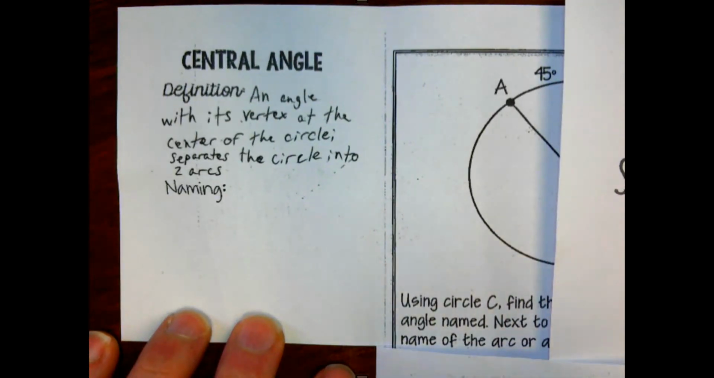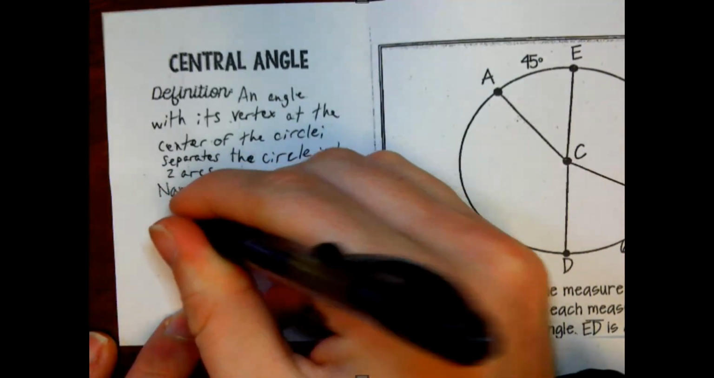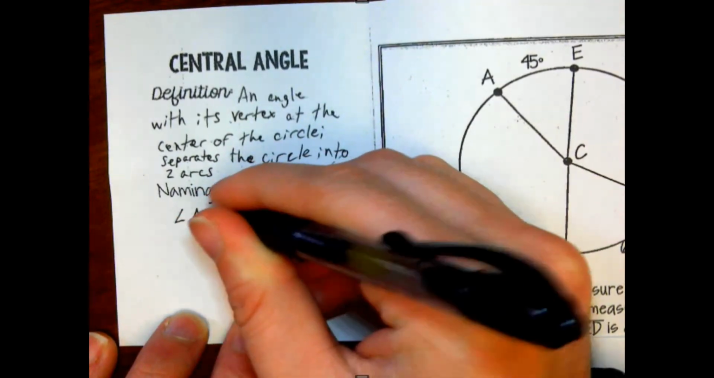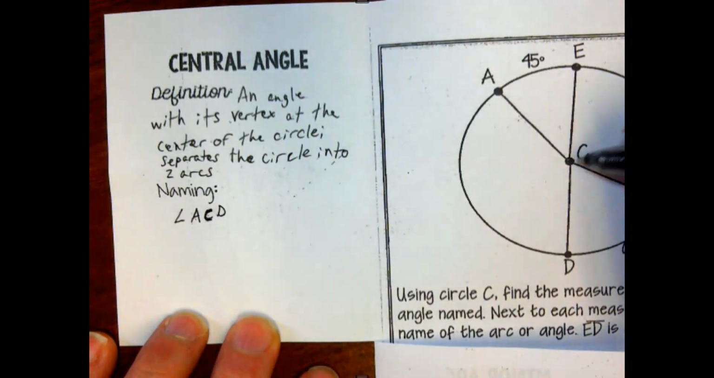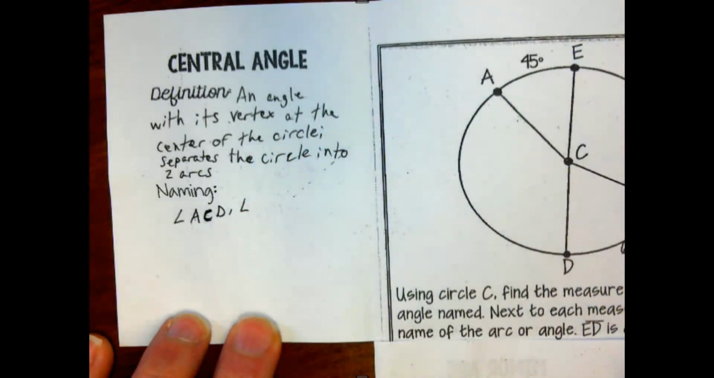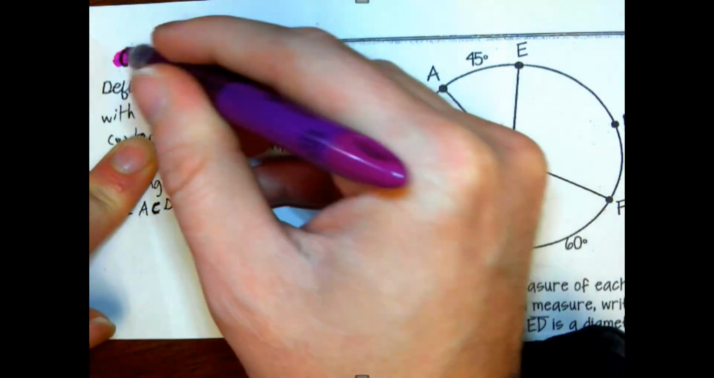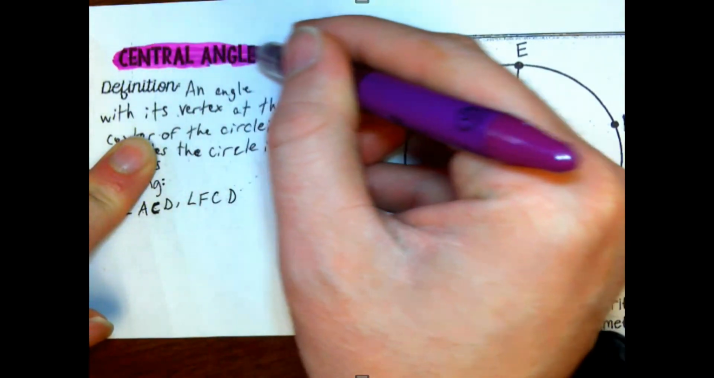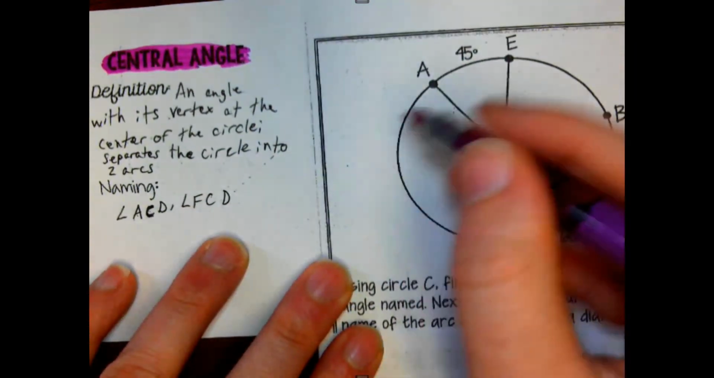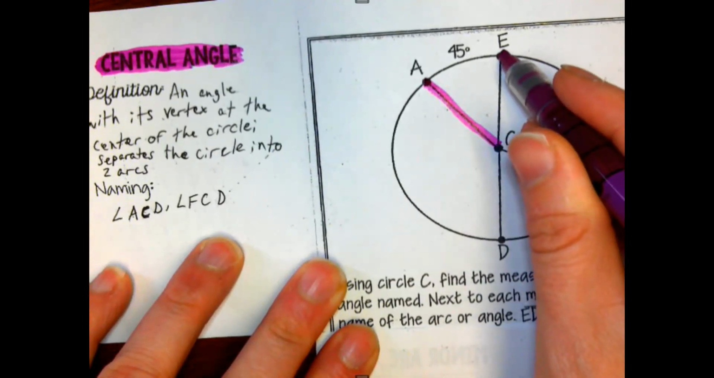And we name these angles just like we would any angle, with the two sides on the outside and the actual vertex of the angle in the center, like angle ACD or angle FCD. So an example of a central angle would be angle ACE right here.